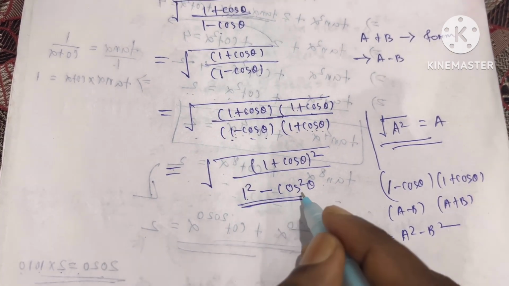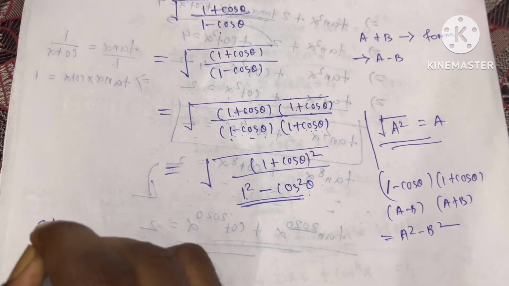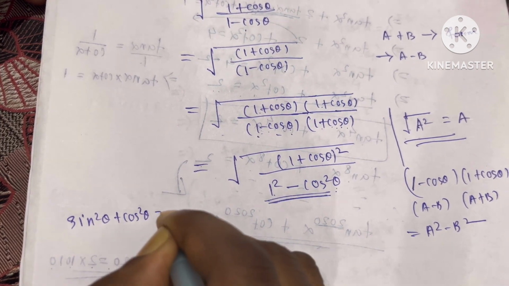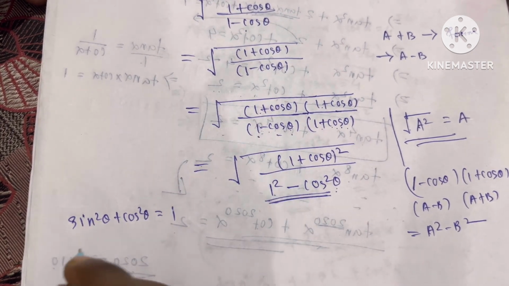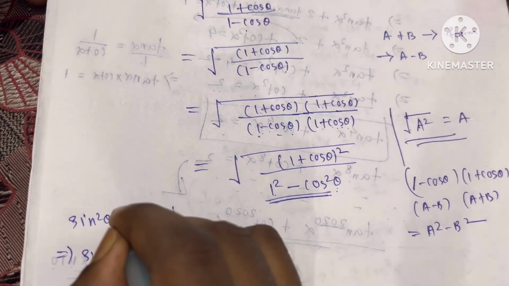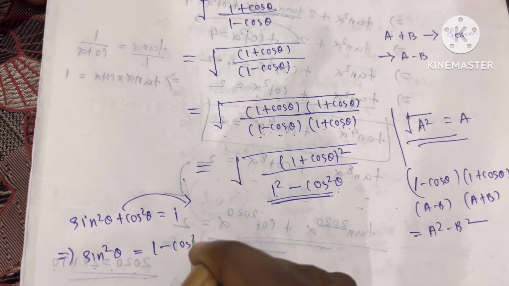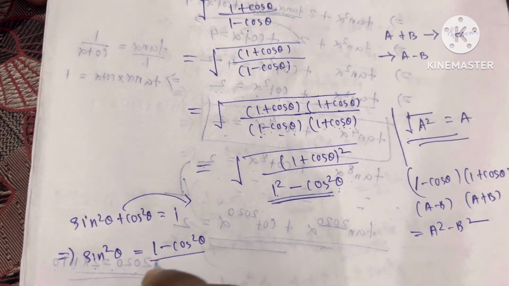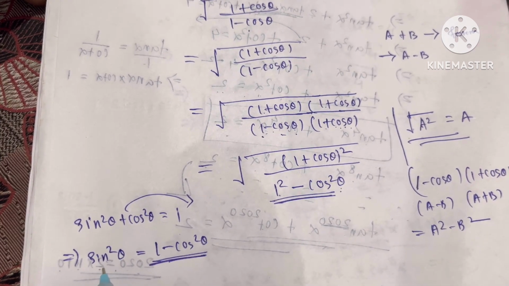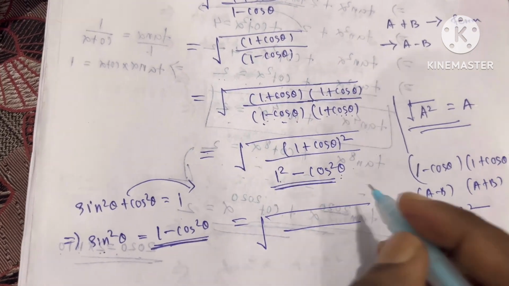This is 1 square minus cos square theta, 1 minus cos square theta, which is equal to sin square theta. Why sin square theta? You see here, sin square theta plus cos square theta is trigonometry identity number 1, which is equal to 1. If we transpose cos square theta to the right hand side, we get sin square theta equals 1 minus cos square theta. So in place of 1 minus cos square theta, we can write sin square theta.